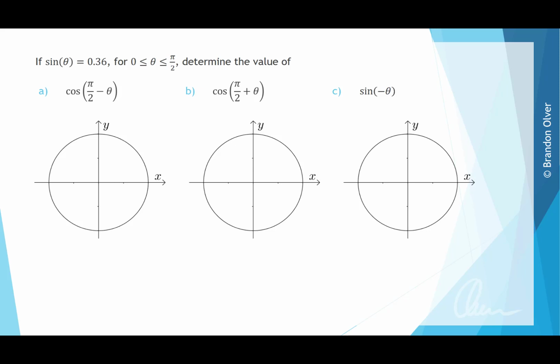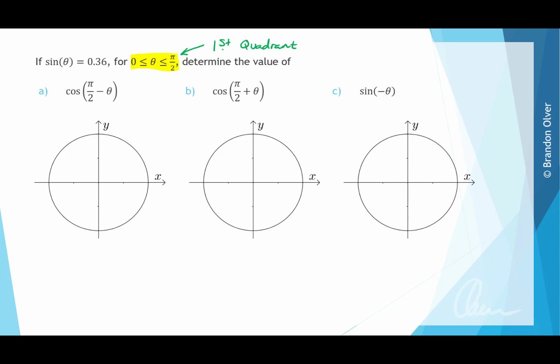If sine theta equals 0.36 for theta greater than or equal to 0 but less than or equal to pi on 2, determine the value of the following. It's important now to look at the domain for our value of theta. So this places our angle in the first quadrant.